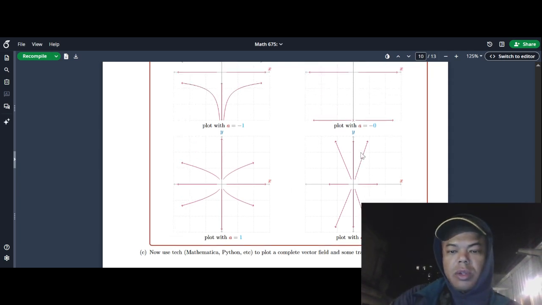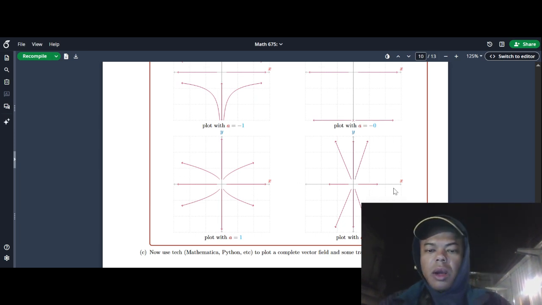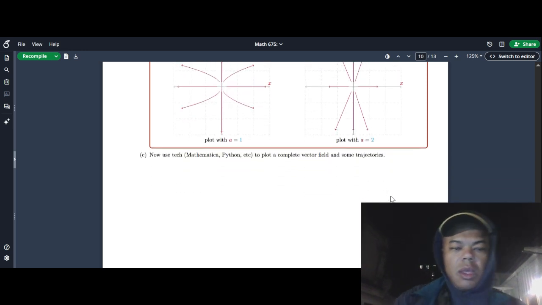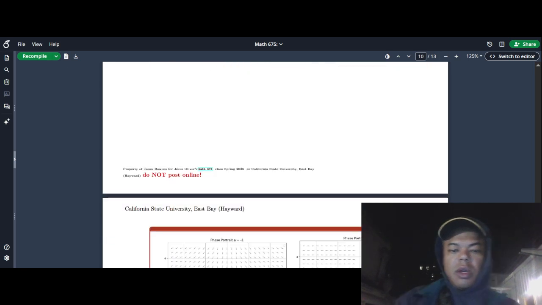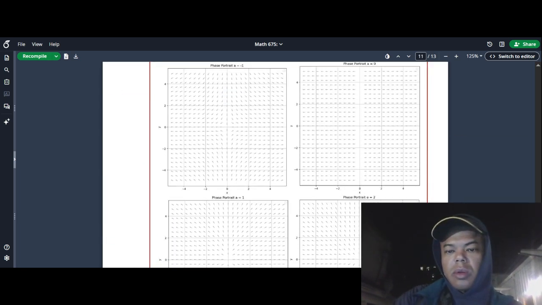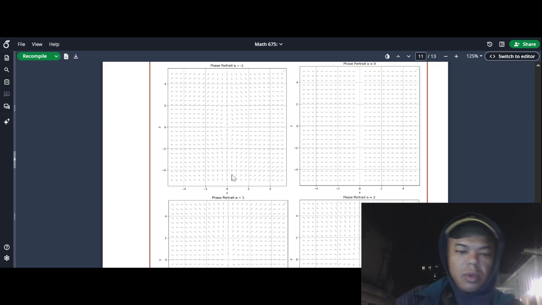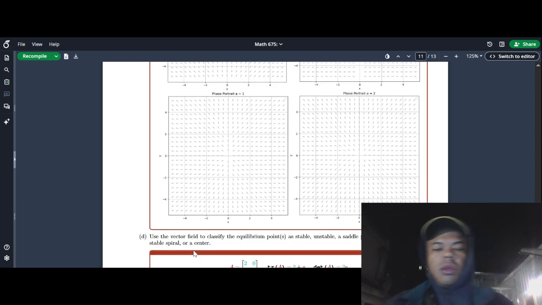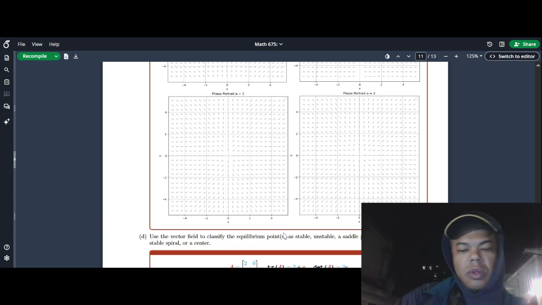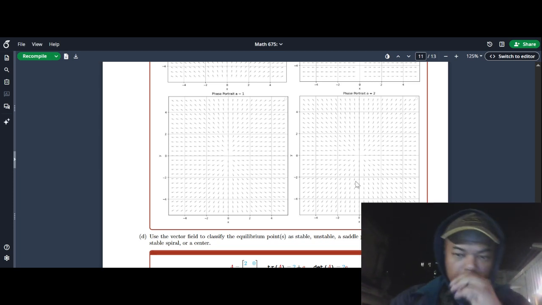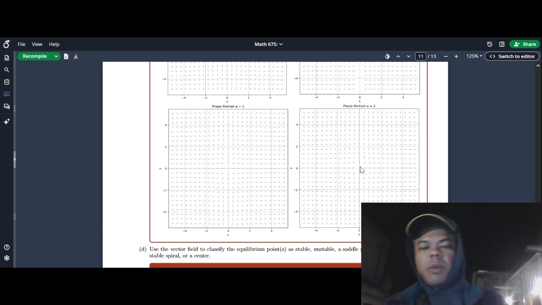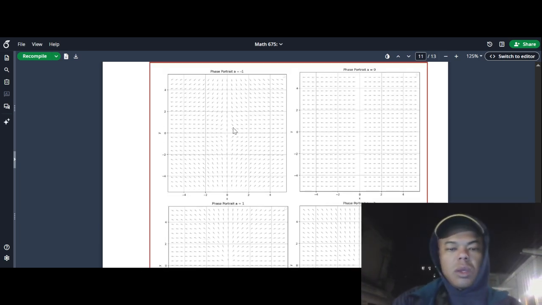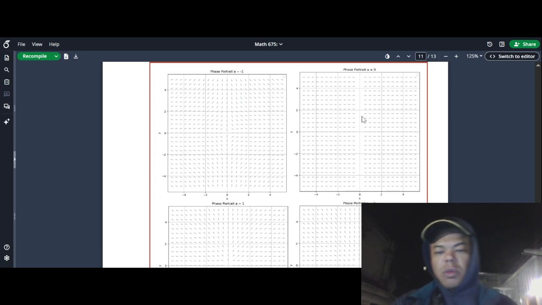And the nullclines are the x and y axis for C and D, so to speak. We use Mathematica or Python. I use Python. We get our phase portraits. We use these vector fields to classify our equilibrium points. And we have an equilibrium at 0, 0, and this whole axis is an equilibrium axis.